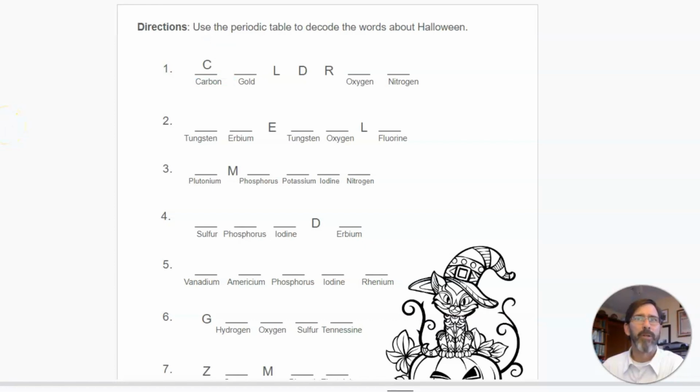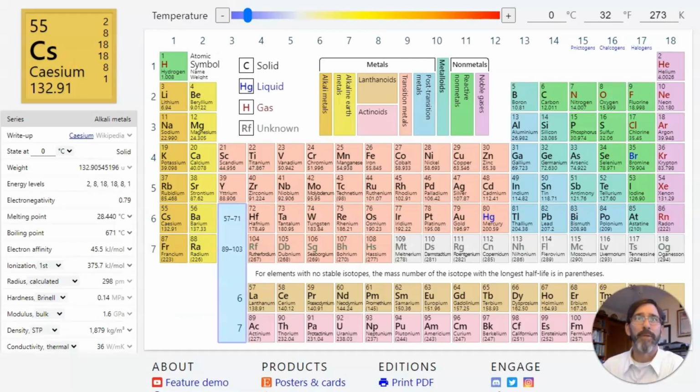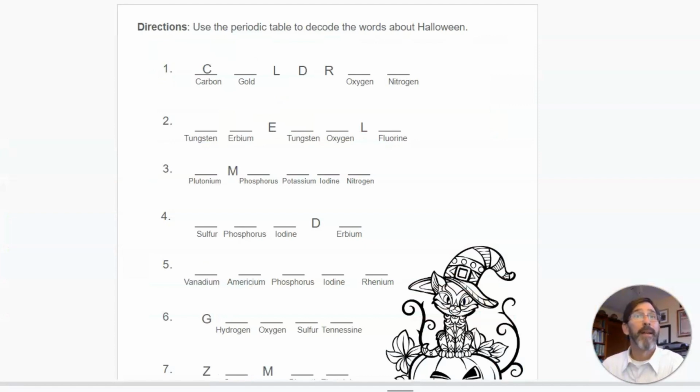Next up, gold. Gold is one of our precious earth metals found in the transition metals, number 79, and its abbreviation is a capital A, lowercase u. Enter a capital A and lowercase u to represent gold.